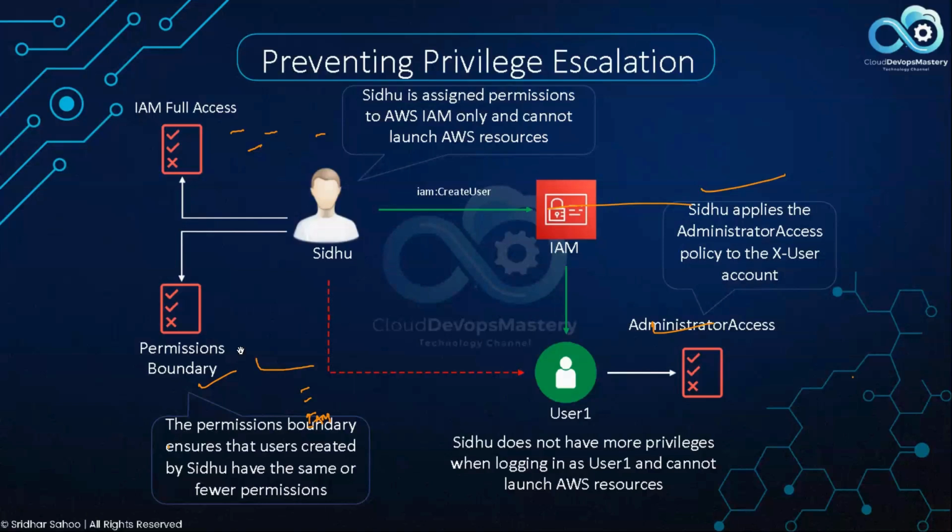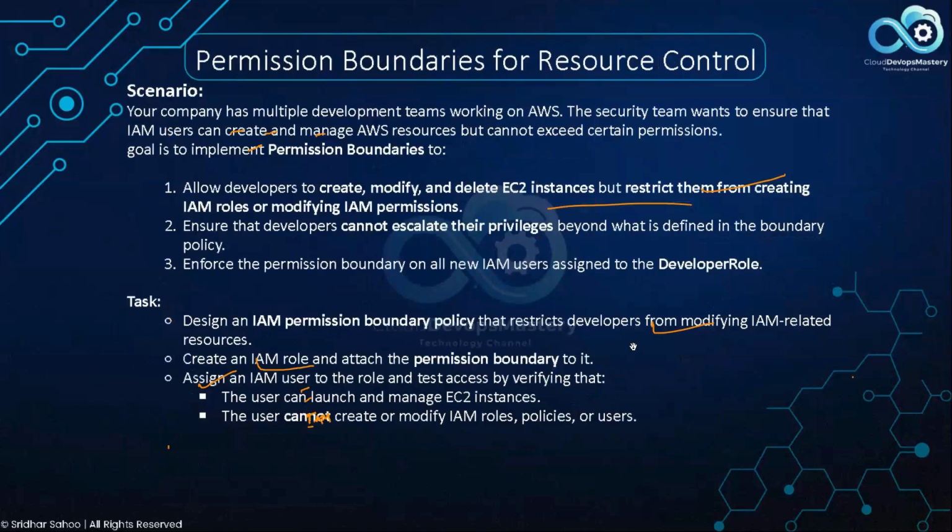So for that, we are going to write a permission boundary. Once I set the permission boundary to Sidhu, what will Sidhu do? Sidhu is unable to create the user unless he applies the permission boundary to user one. Okay, so that is how it will work. How will it work? Let's jump into the lab and discuss.